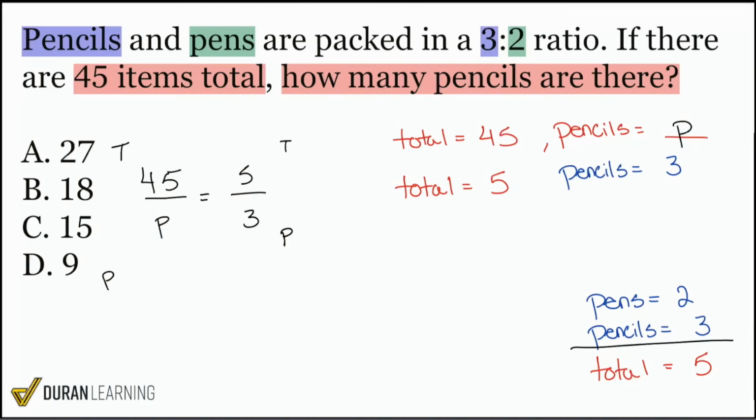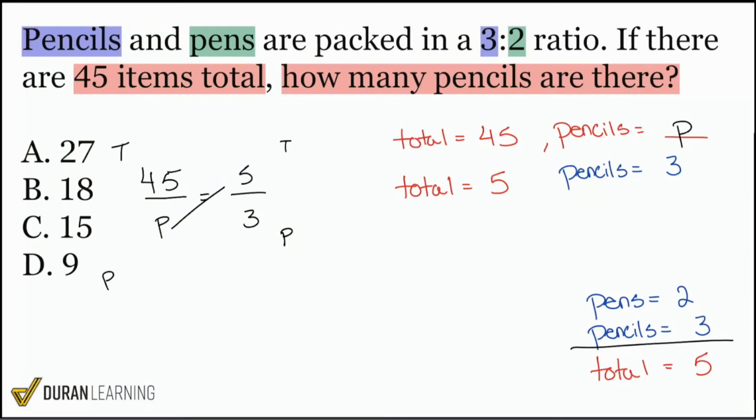Boom, there we go. Remember, it's all about comparing the same things in the same way. If we can be consistent with that comparison, we're good to go. This is set up properly. And now we can proceed to solve this whether with cross multiplication and division, or any other method that we choose. I'll just go ahead and do cross multiplication.